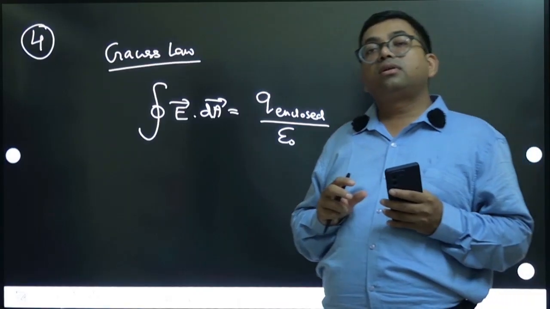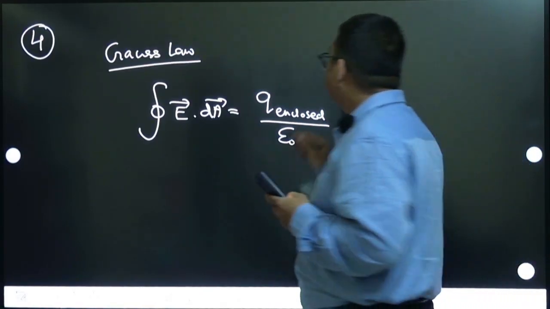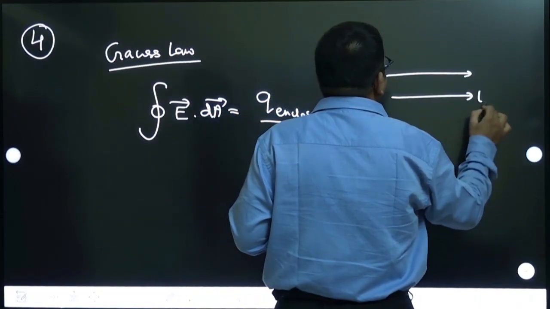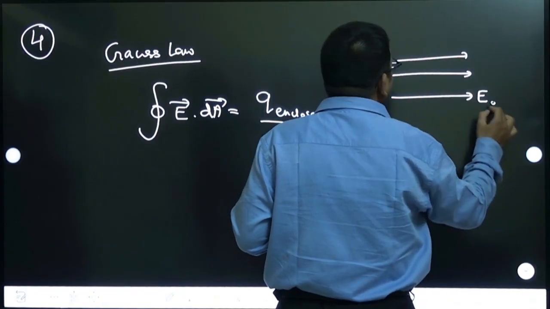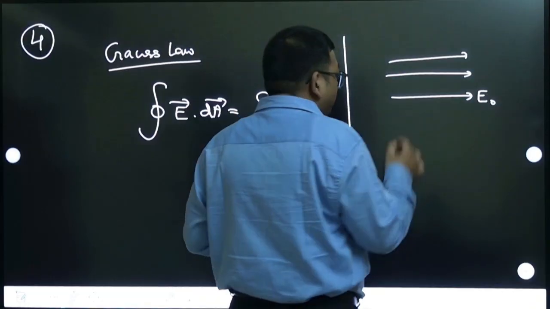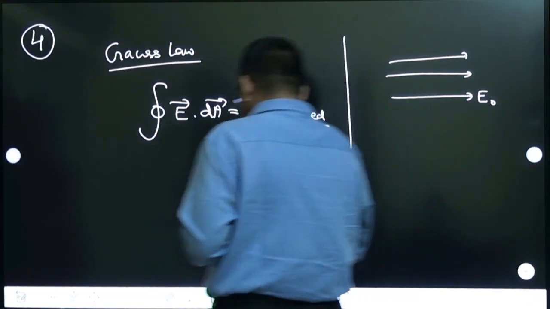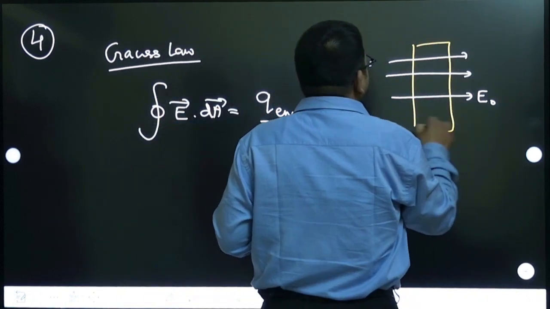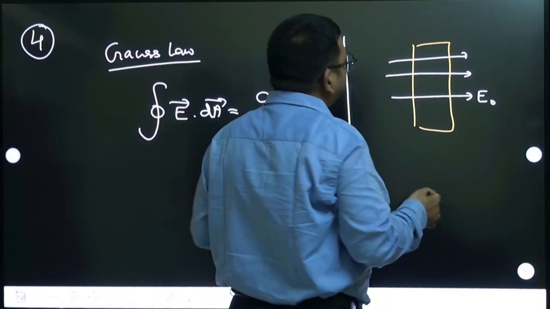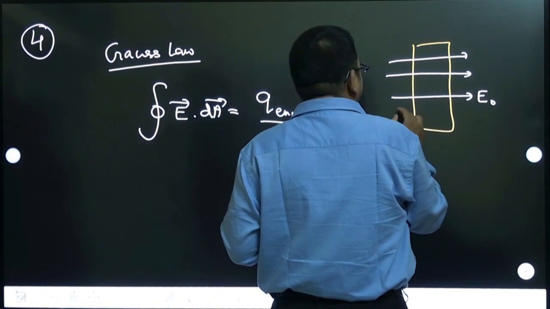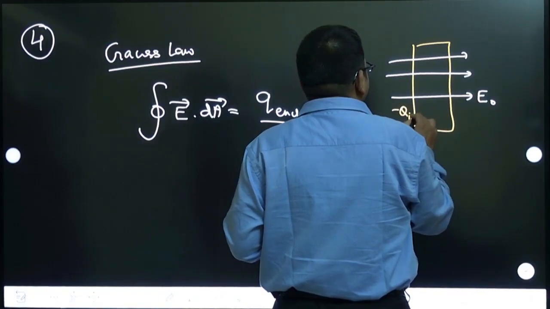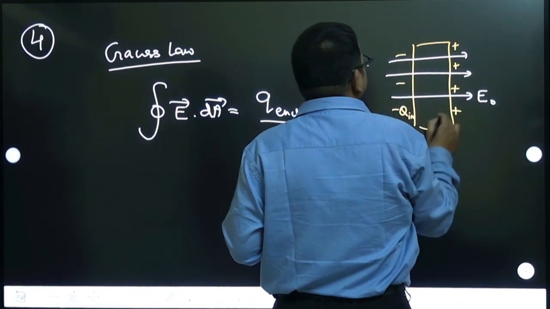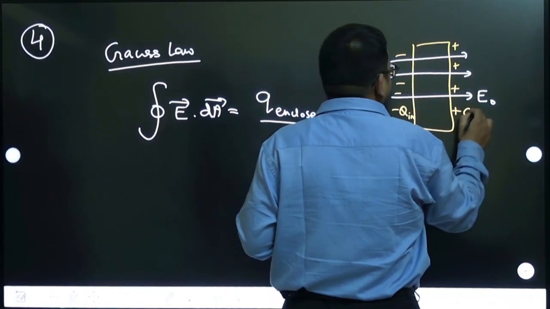because there is a concept of polarization of the dielectric medium. I think you may be knowing about this. Suppose there is some external electric field, let us say E naught, and a dielectric material is present here. So the dielectric will get some induced charges. This side minus induced charges will come, and that side plus induced charges, right?